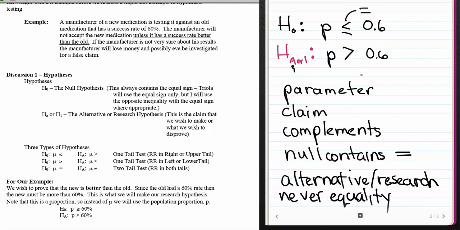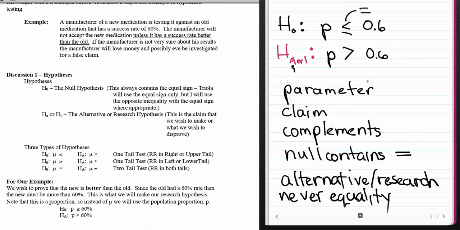There is no circumstance which can make you put an equal sign in here. It is not allowed. So what we have going on is complements, equality always in the null hypothesis, alternative never containing equality, and hopefully, though sometimes this won't be able to happen because of that equality problem, the alternative is indeed what you want to prove, your research hypothesis.